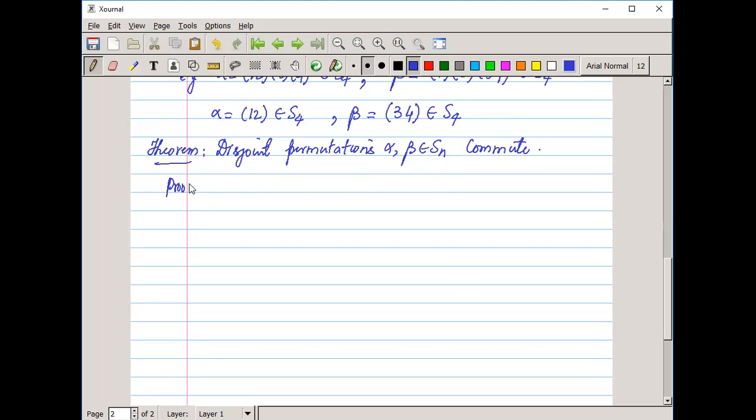So let's proceed towards the proof. What we need to prove? To prove alpha beta of i is equal to beta alpha of i for all 1 less than or equal to i less than or equal to n. So actually the underlying set X that we are choosing here is the set of n elements containing the first n natural numbers. So in order to prove that alpha and beta are commuting, we have to prove that alpha beta of i is equal to beta alpha of i, where i is some arbitrary symbol from the set X.